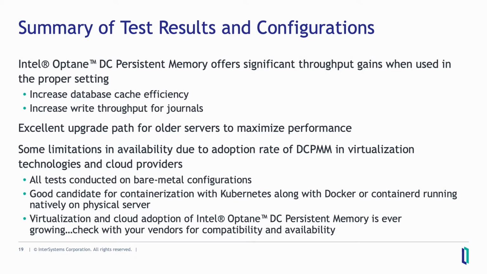So to summarize the test results and the configuration, DCPMM offers significant throughput gains when used in the proper IRIS setting and with the right workload. The high-level benefits are increasing database cache efficiency, reducing disk I/O, block reads, and also increasing write throughput for journal files, whether it's your transaction journals or your write image journals.